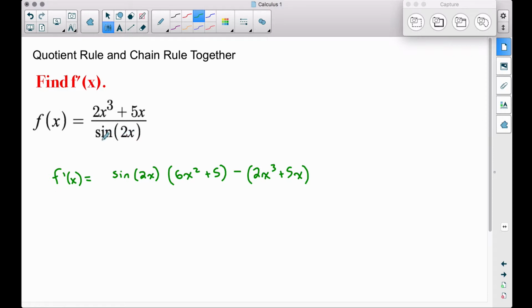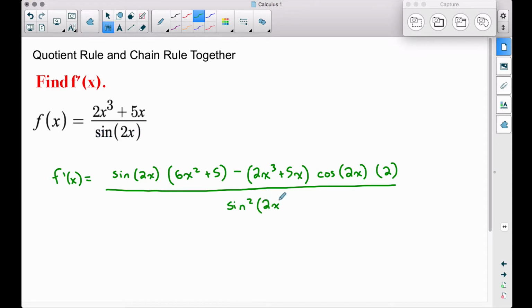Here's what that looks like. The derivative of sine is cosine. We leave the inside alone. There's our 2x that we're leaving alone. And then we come back and we multiply by the derivative of 2x, which is going to be 2. So that's our top part, and all of this is over low low. We just basically take this bottom function and we square it. So we have sine squared of 2x.